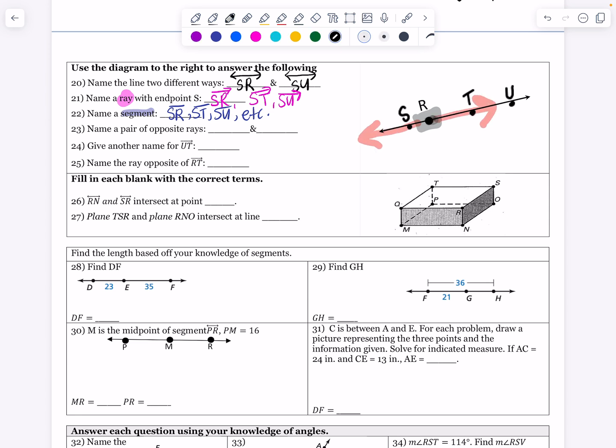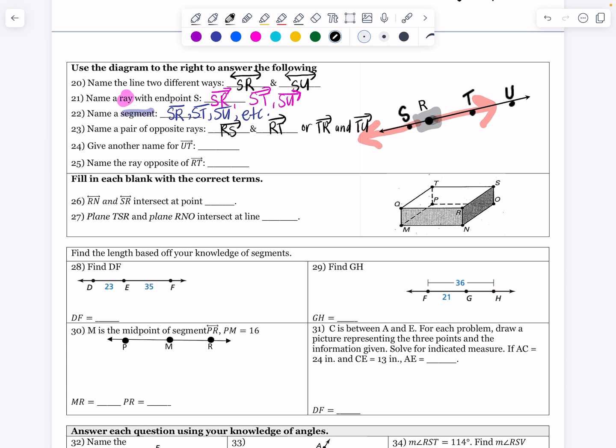So let's name those. That would be R through S, so ray RS, and ray RT, with the ray indicating which direction it's going. So we could have done TR and TU would also work. So I'm going to say ray RS and RT, or TR and TU if I had started at T.